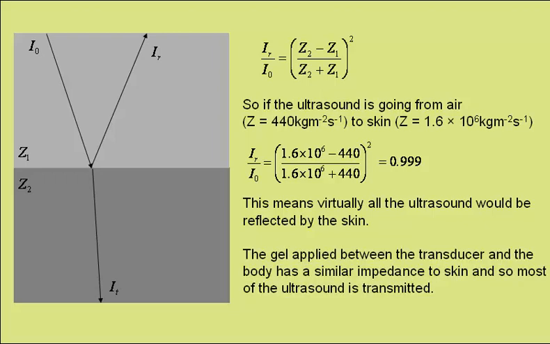The gel, which is applied between the ultrasound transducer and the body, has a similar impedance to skin, and this allows most of the ultrasound to be transmitted into the body. This is known as impedance matching.